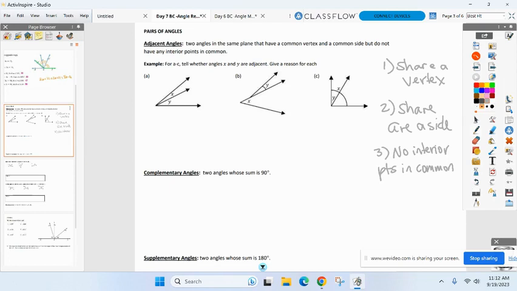Here's what I mean by no interior points in common. Everyone right now, take your pencil or pen. Put a point inside angle X. Somewhere, put a point inside angle X. Is that point also in angle Y?